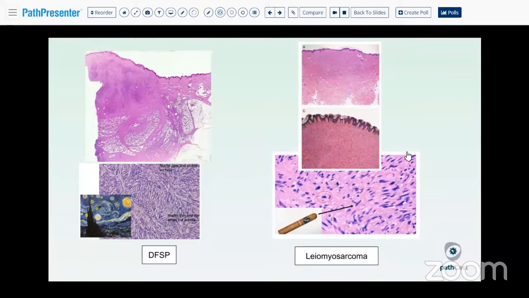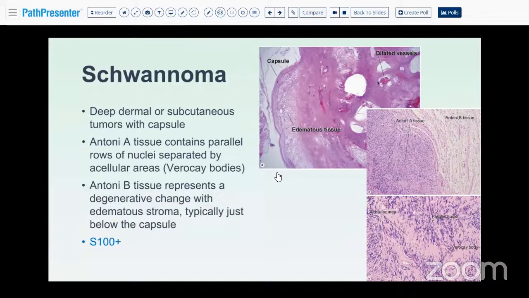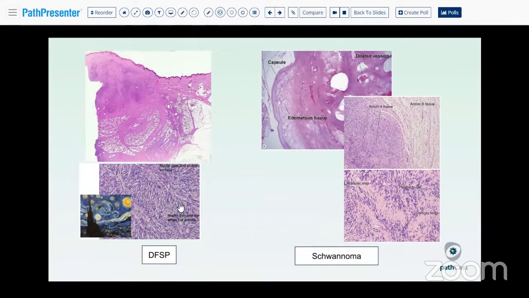This is a DFSP versus a leiomyosarcoma or an atypical dermal smooth muscle neoplasm. The spindle cells in the leiomyomatous tumors are going to have cigar-shaped, blunt-ended nuclei characteristically, rather than our fibrohistiocytic cells forming storiform connections. Schwannoma is a deep dermal or subcutaneous tumor with a capsule. We have Antoni A areas with rows of nuclei, or palisaded nuclei, separated by acellular areas, shown here. These are our Verocay bodies. Antoni B tissue shows more degenerative changes, with edematous stroma, and we often see that just beneath the capsule. Schwannoma, of course, is S100 positive. So DFSP versus schwannoma, another deep dermal or subcutaneous spindle cell neoplasm: storiform versus Verocay bodies.